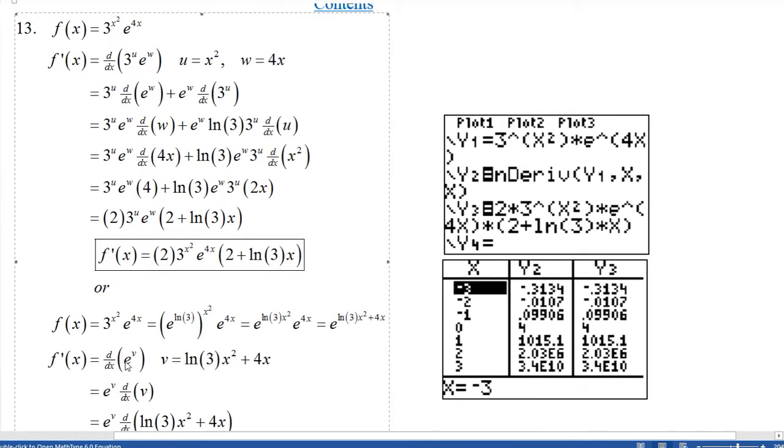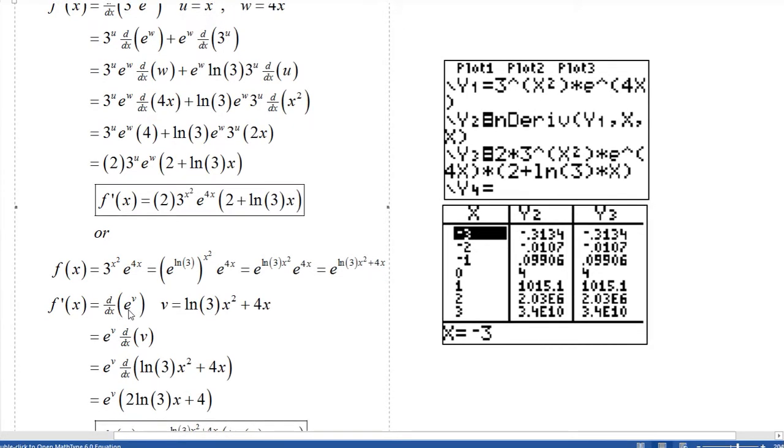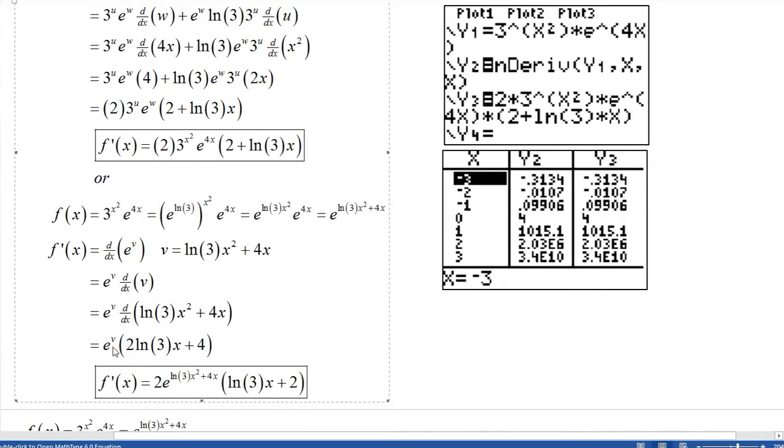Well, that's a pretty easy derivative to do. The derivative of e to the v is e to the v times the derivative of v. So then we're taking the derivative of this, which is just a quadratic function. So 2 times natural log of 3 times x, and the power goes down to 1. The derivative of 4x is just 4. And so that's our answer. And so we could write it as e to the v, which is again this thing right here, and write it this way. Now this part, this e to this power, is exactly the 3 to the x squared times e to the 4x.